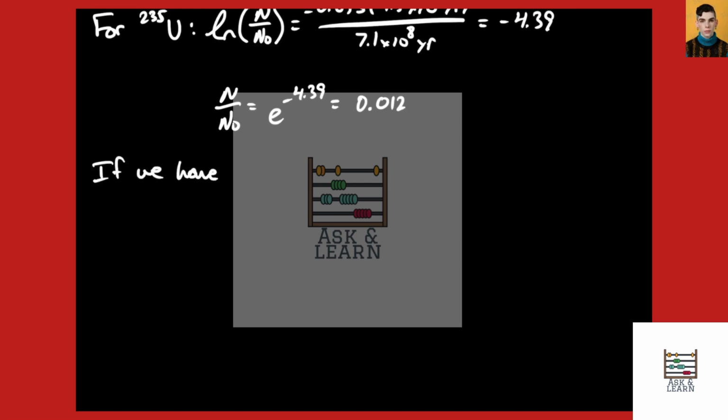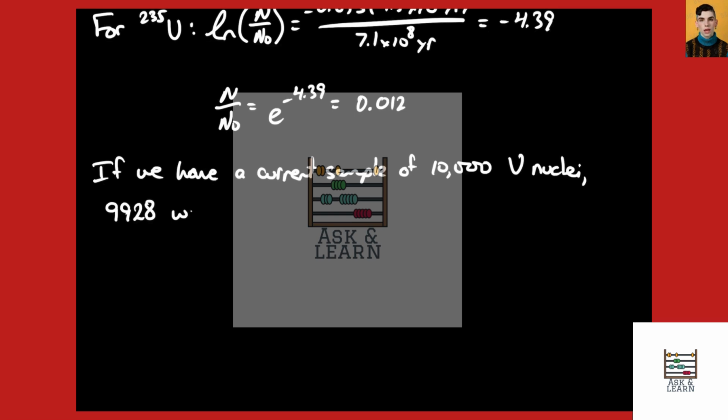If we have a current sample of 10,000 uranium nuclei, 9,928 would be uranium-238, and 72 would be uranium-235.